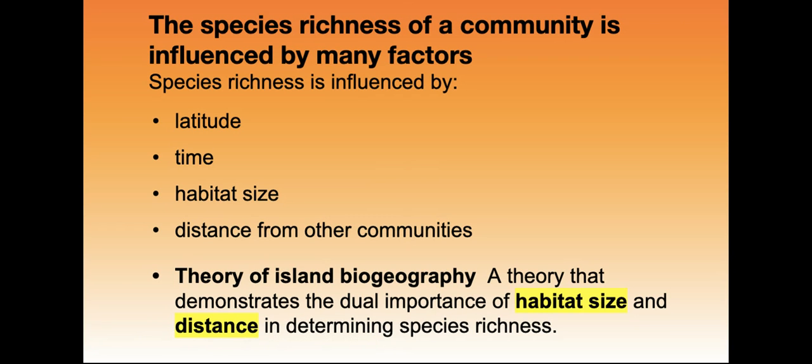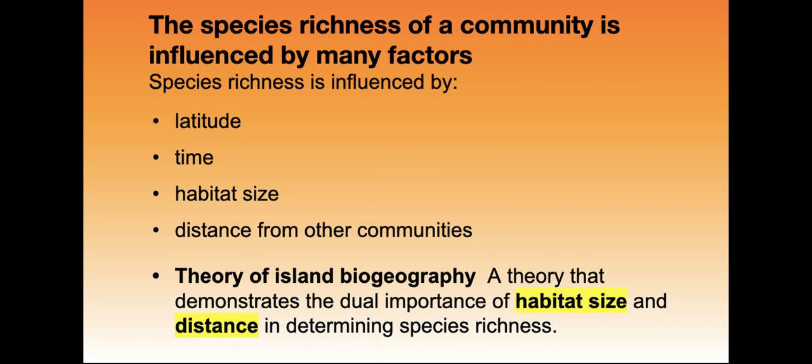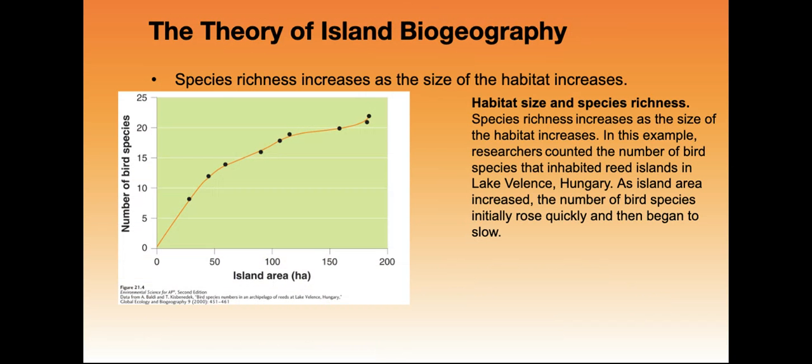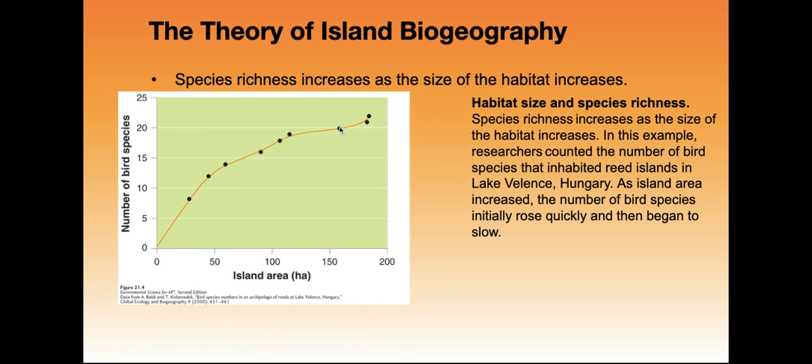We're going to look at two main factors in this theory. One of them is the size of the island, and the other is the distance from the mainland. Okay, so let's look at them. One example was the study of small islands in Lake Velence in Hungary, and they studied how the number of bird species changes as the size of the island increases. There's going to be more species diversity as the size of the island increases. So the larger the island, the more species present.